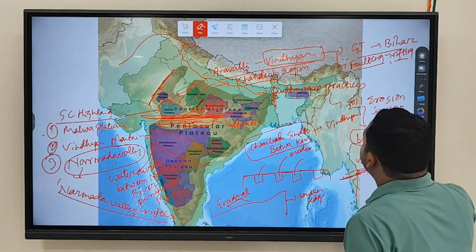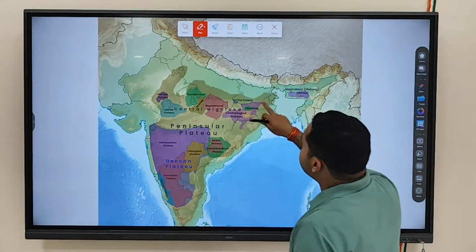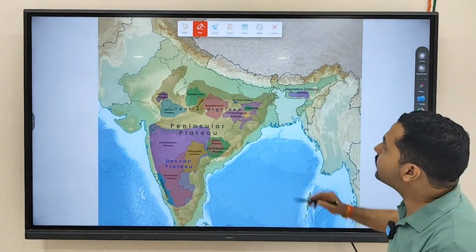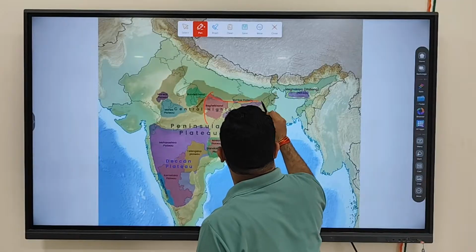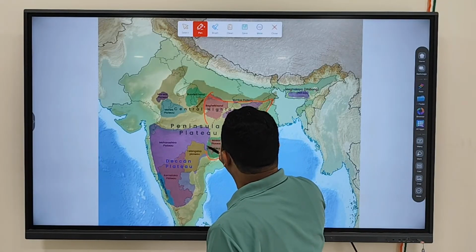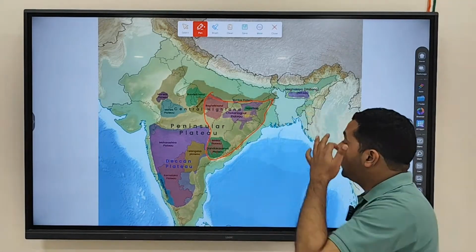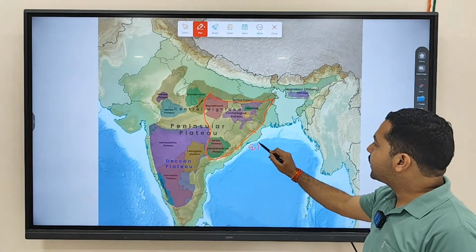Next, the plateau region that you have is the Eastern Plateau. So what is the Eastern Plateau? This entire region is referred to as the Eastern Plateau. Clear? So the Eastern Plateau consists of 6 major parts.